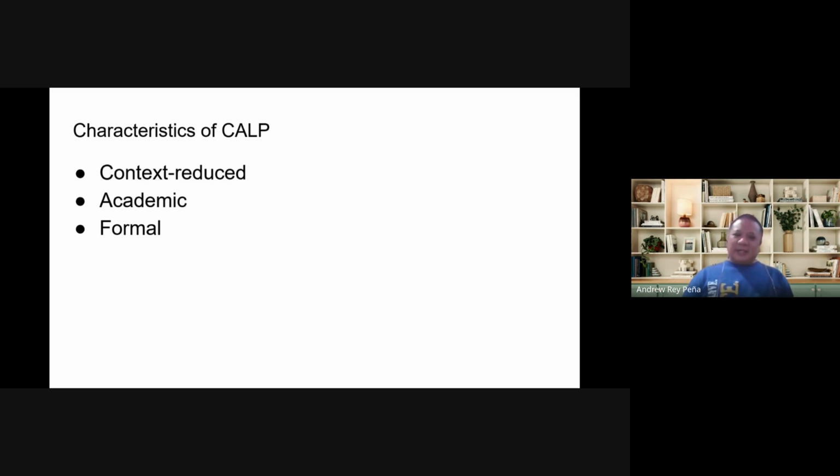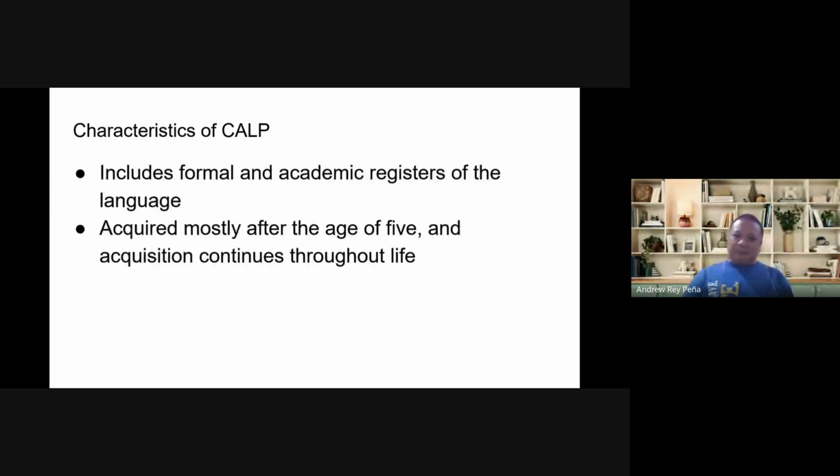Here are other characteristics of CALP. CALP includes formal and academic styles or registers of the language. So it's more formal. There's very little contraction. There's very little idioms, and there shouldn't be any informal language.